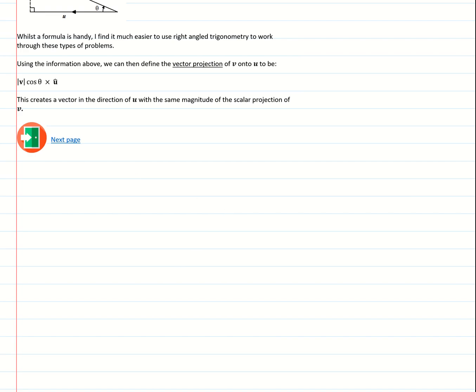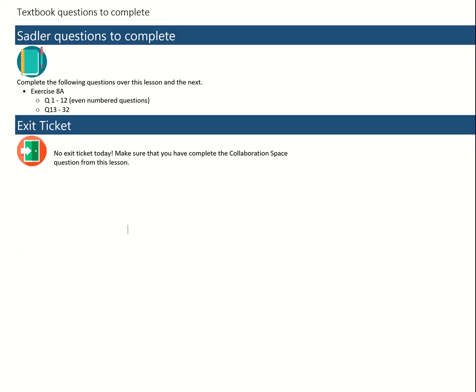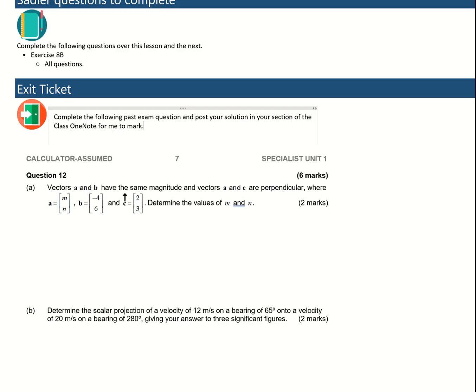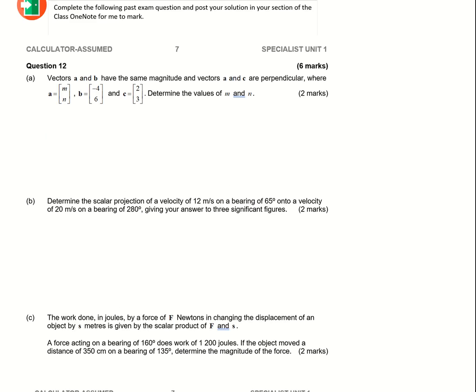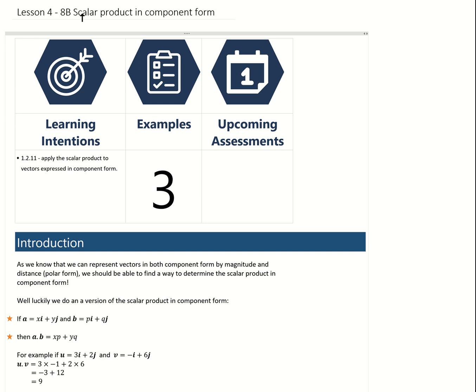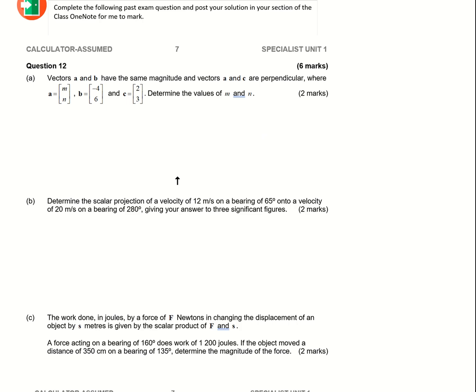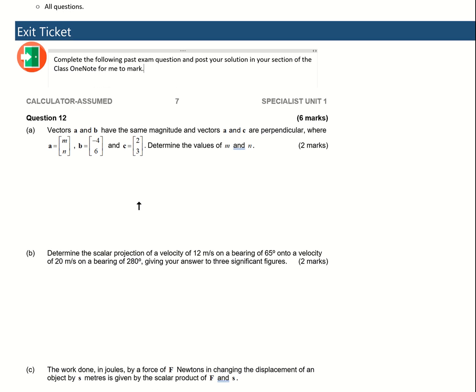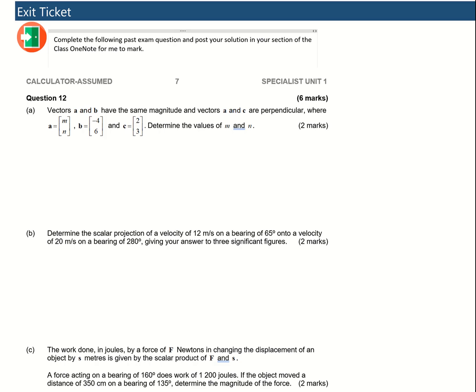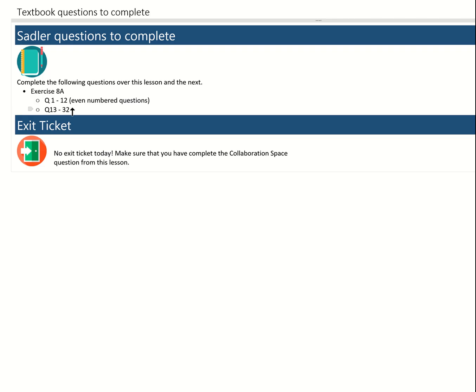Sadler doesn't include too much of scalar projection in his text. When we get down to 8B, which is scalar product in component form, you'll find that the past exam question actually gets you to use scalar projection there. So have a go at those questions in the next lesson. But for this lesson, all you have to worry about is those textbook questions, and that's it.